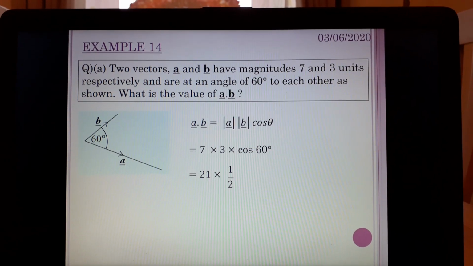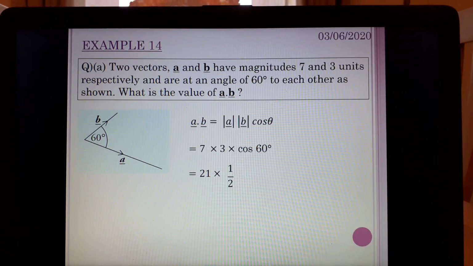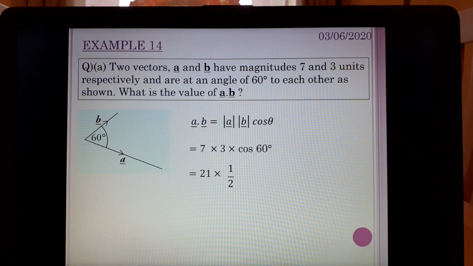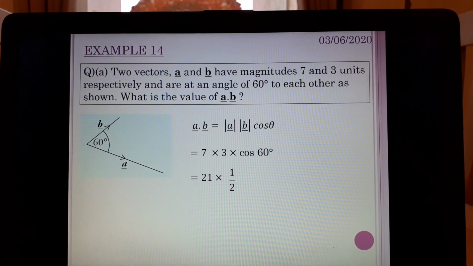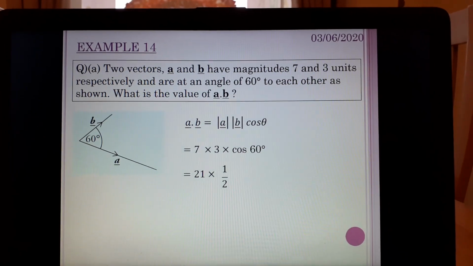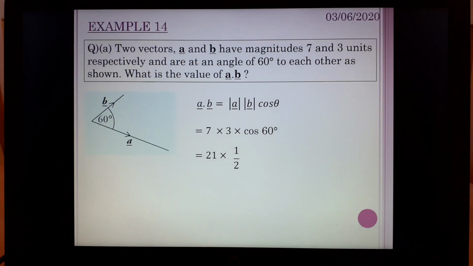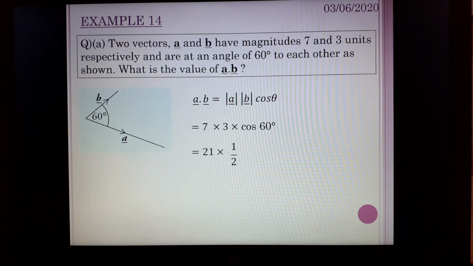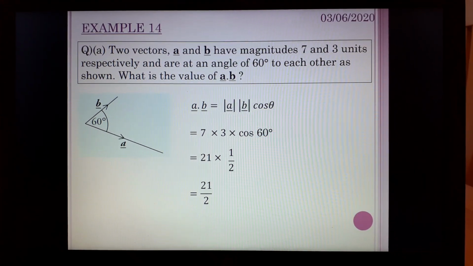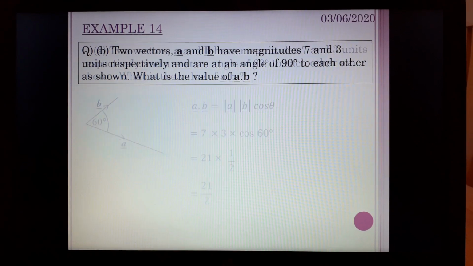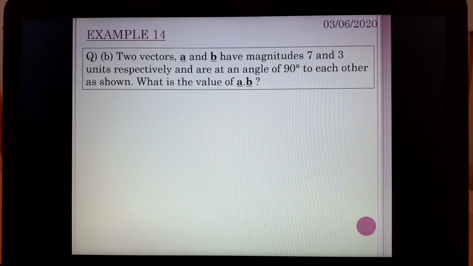Now at this stage, you will be able to use your calculator. We haven't covered exact values within the course yet. If you had covered exact values, you would be expected to work out the cos of 60 without a calculator. But we haven't done that as yet, so don't worry. You can just put that into your calculator. So the answer is 21/2.